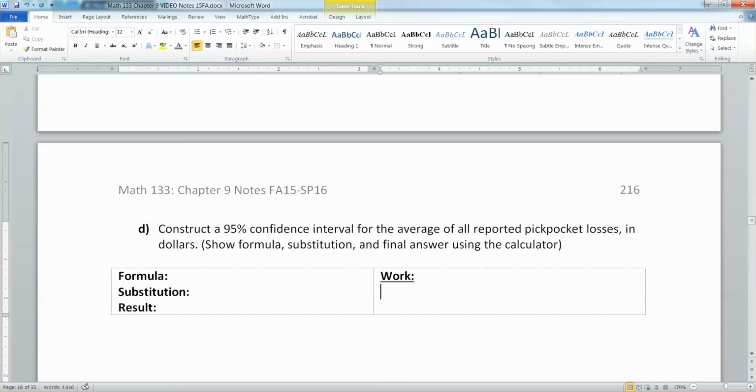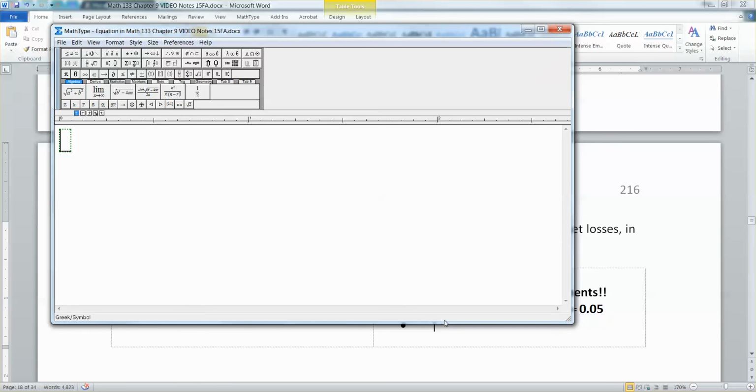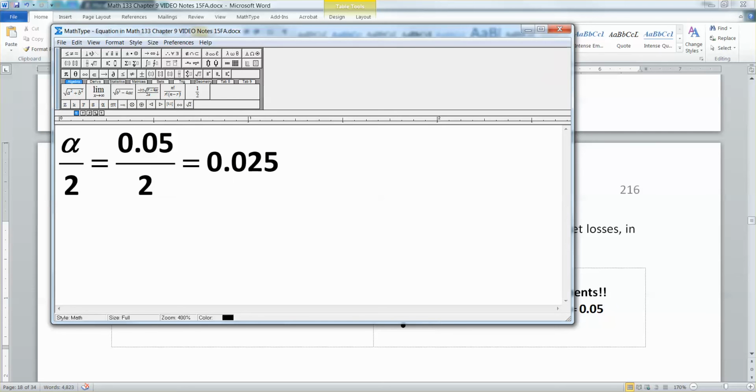Okay, so as we do this, let's keep a couple of things in mind. Our confidence level was 95%. That means that our alpha is 0.05 because they're complements of each other. Okay, I'll just make that a bullet. All right, so then since our confidence level is 95%, that means that our alpha is 1 minus 95%, which is 1 minus 0.95, which is 0.05. All right, that means that alpha over 2 is going to be 0.05 over 2, which is 0.025.